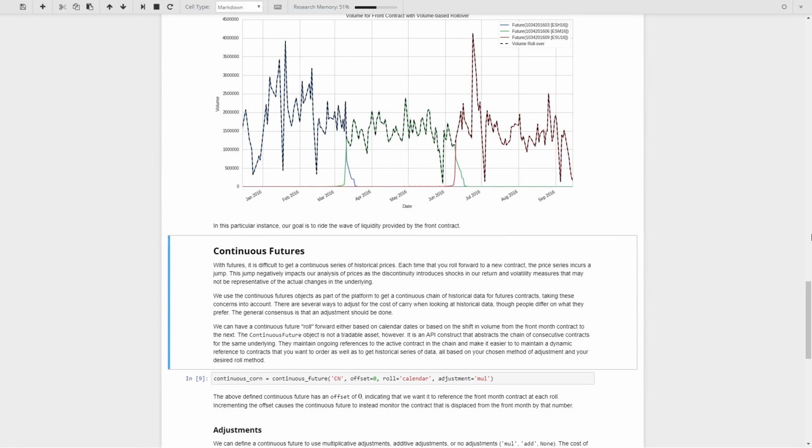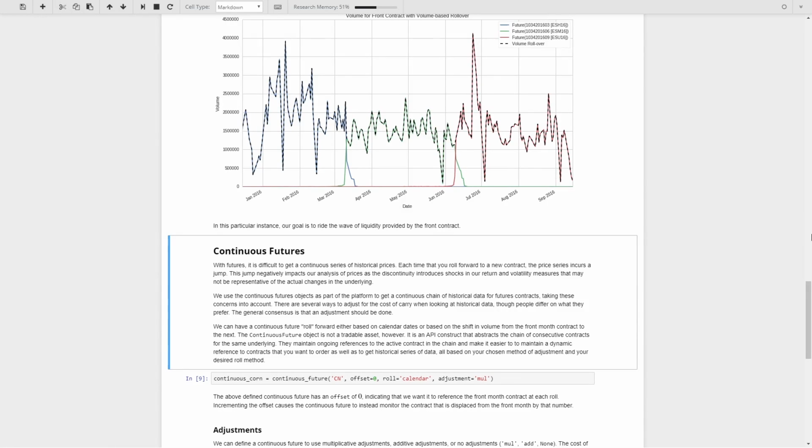And the idea behind a continuous future and the problem that it's trying to solve is that it's very difficult to get a continuous series of historical futures prices for a given underlying. Each time that you roll forward a contract, you're closing the old position and then opening up a new one. There's going to be this gap from the price that you close at and the price that you open at for the new position. And every single time we roll over, we get this jump.